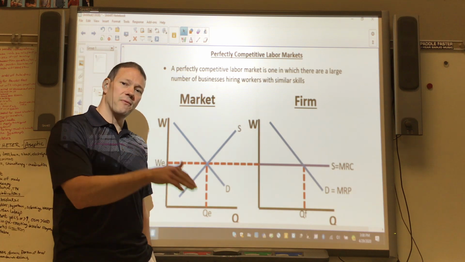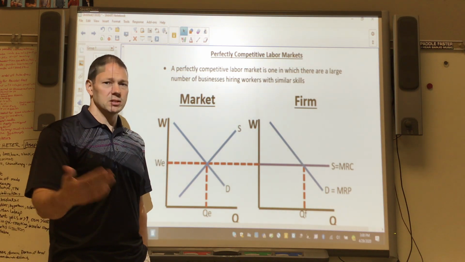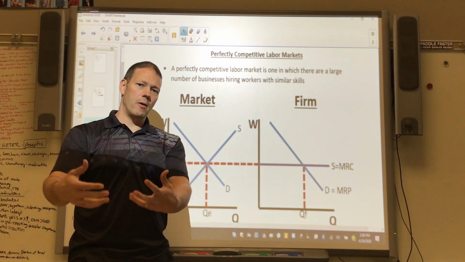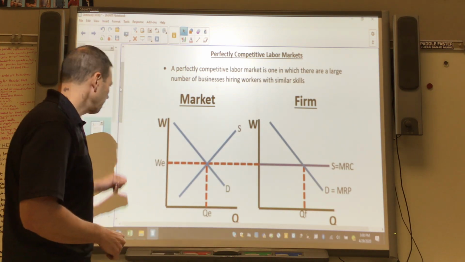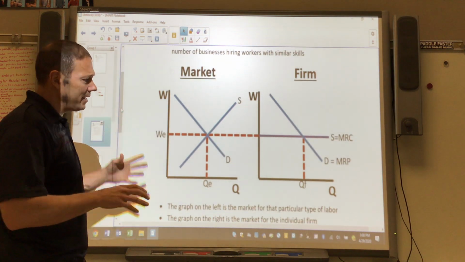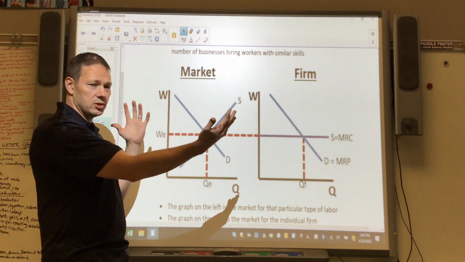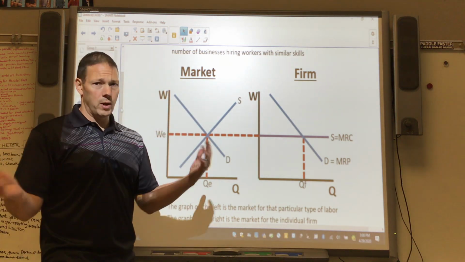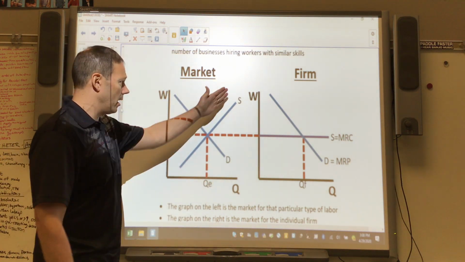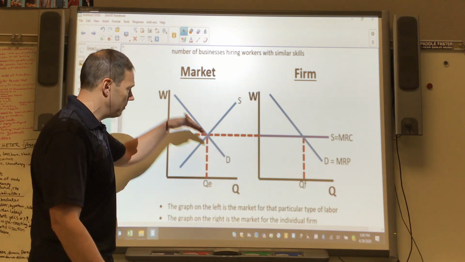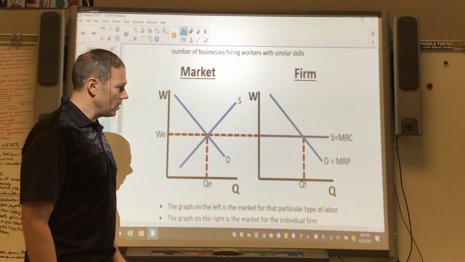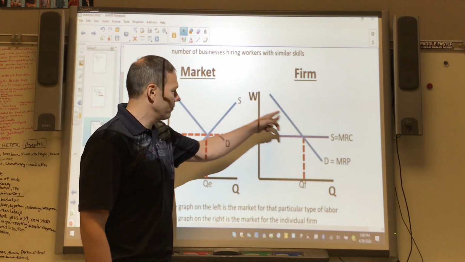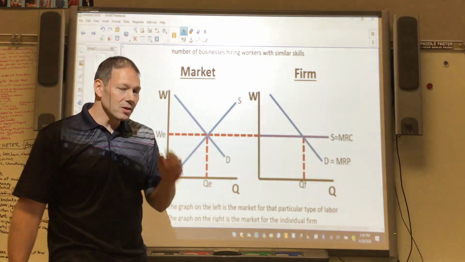How many people can perform secretarial tasks? Quite a few people, right? So that creates a situation where there's a lot of businesses hiring a very similar type of labor. And so, like a perfectly competitive market, we kind of have our side-by-sides going on here. On the left is the market with a regular old supply-demand graph, the supply of secretaries and the demand for secretaries. And if you notice, demand is downward sloping, both for the market and for the firm, primarily because of diminishing marginal returns.